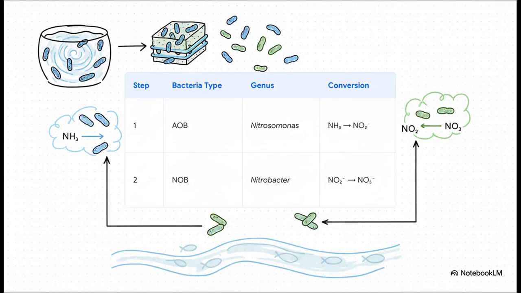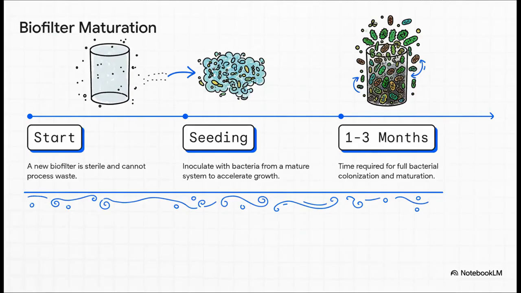And this isn't just one step, it's a two-part process, and you've got two different teams of bacteria doing the work. In step one, you have ammonia oxidizing bacteria, or AOB. A good example is Nitrosomonas, and they handle the ammonia to nitrite conversion. Then, in step two, the nitrite oxidizing bacteria, or NOB, like Nitrobacter, take over and finish the job, turning nitrite into nitrate. For the system to be stable, you absolutely need both of these colonies to be thriving. But here's the catch.